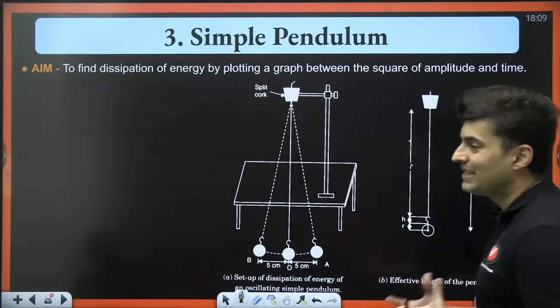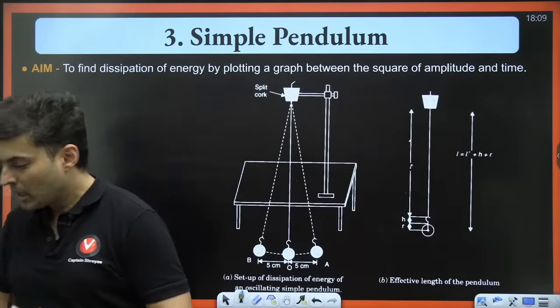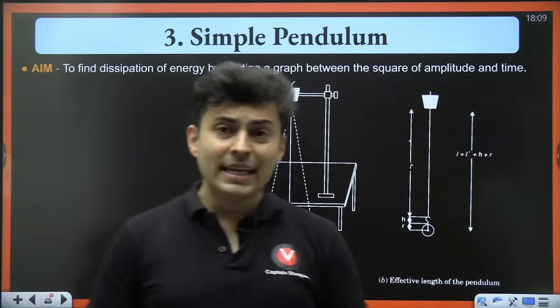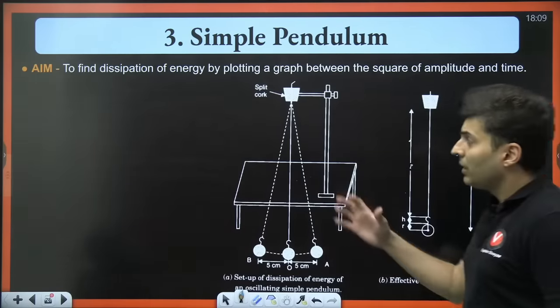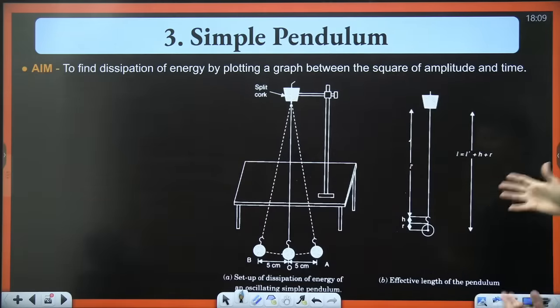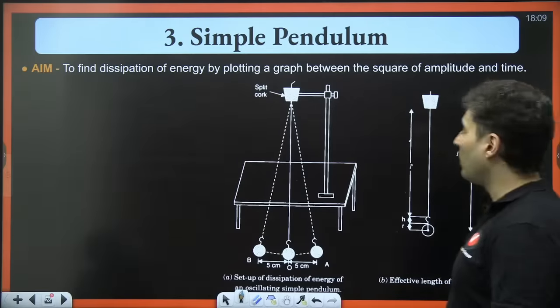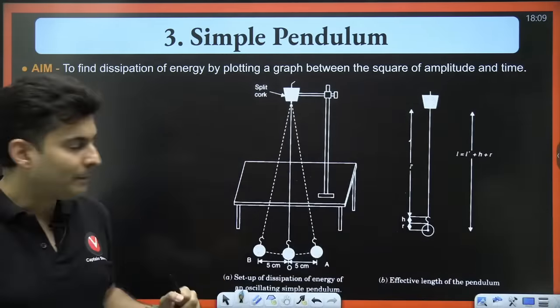Let's move on to the next one, and that is basically your simple pendulum. Now, in case of a simple pendulum experiment, the aim is to find the dissipation of energy by plotting a graph between the scale of amplitude versus time.